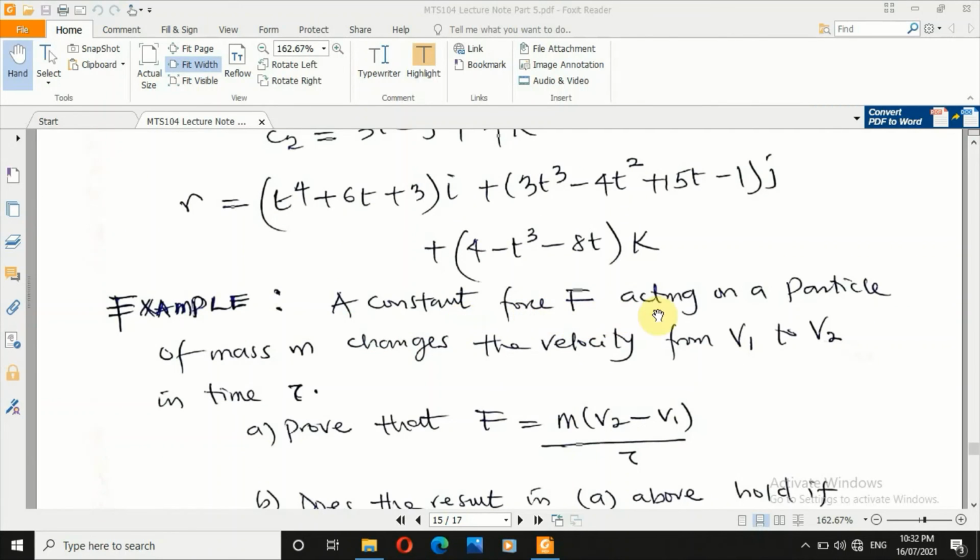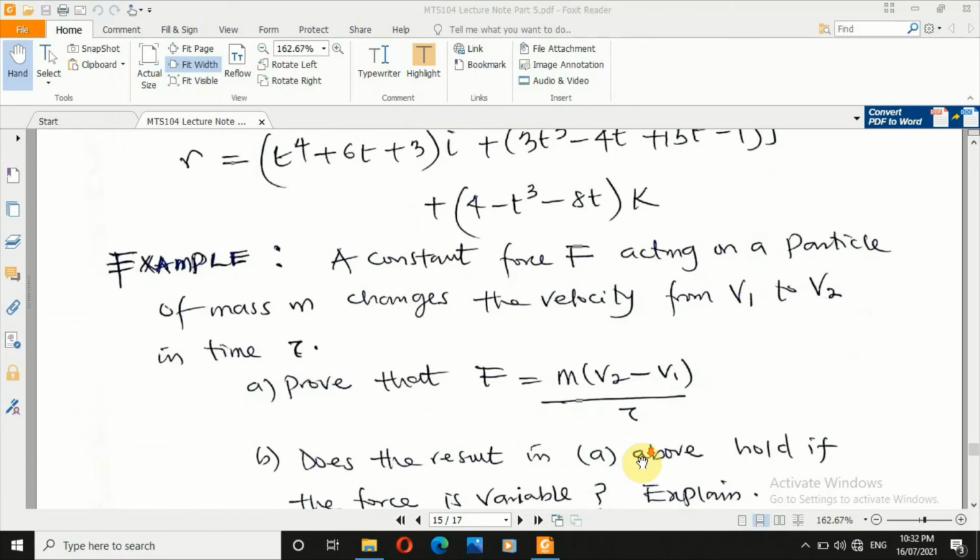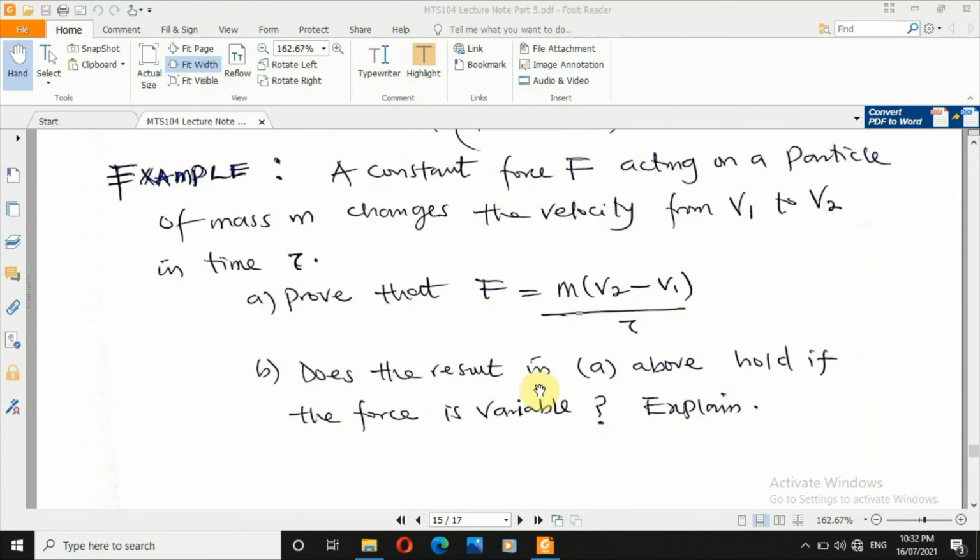So a constant force F acting on a particle of mass m changes the velocity from v1 to v2 in time t. We are asked to prove that F equals m(v2 minus v1) over t. And at the same time, does the result above hold if the force is varied? We are asked to explain.